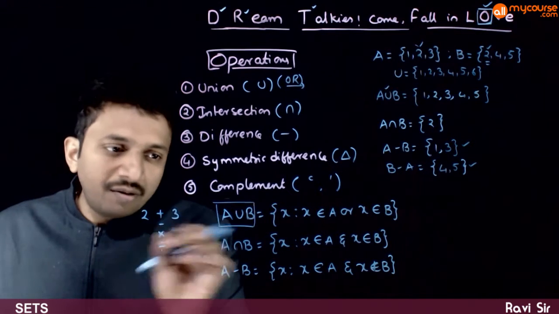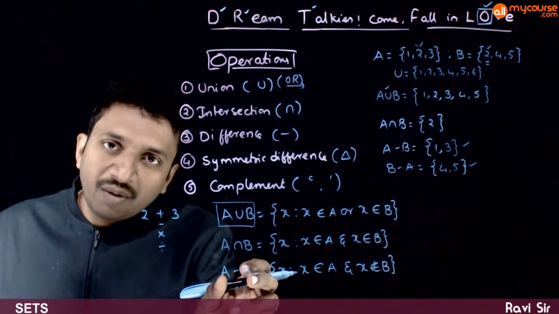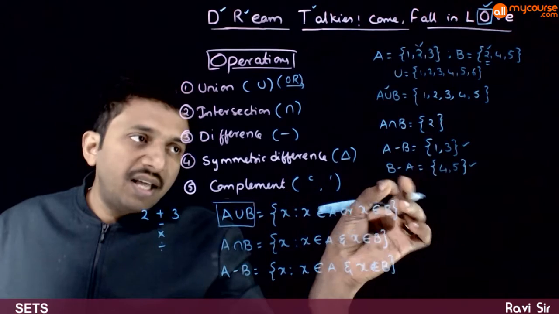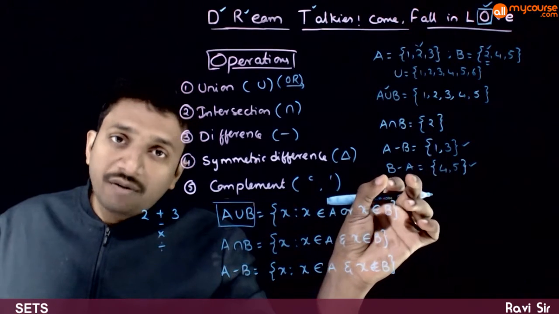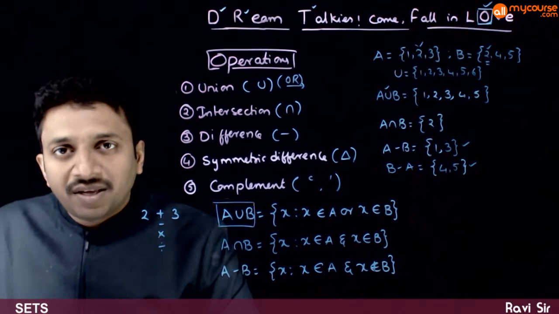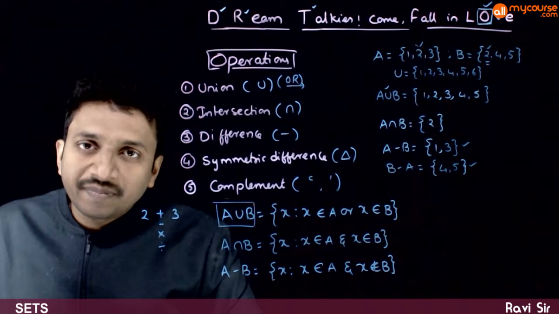So simply remember that to get A minus B, you have to remove the common elements of A and B from A. To get B minus A, you have to remove the common elements of A and B from B. A minus B is not the same as B minus A. Is it clear? A minus B is not the same as B minus A.